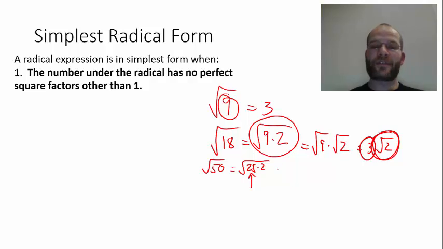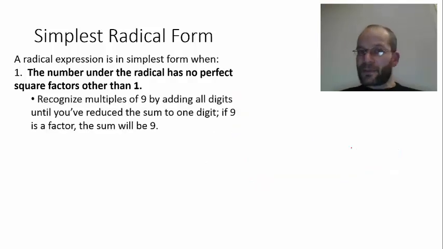So the square root of 25 times 2 is the same as the square root of 25 times the square root of 2, which is equal to 5 times the square root of 2. And so that is our final answer there. That's simplest radical form. There are a couple tips for recognizing perfect square factors that may help you.